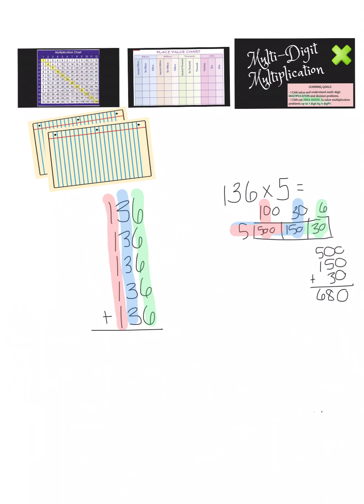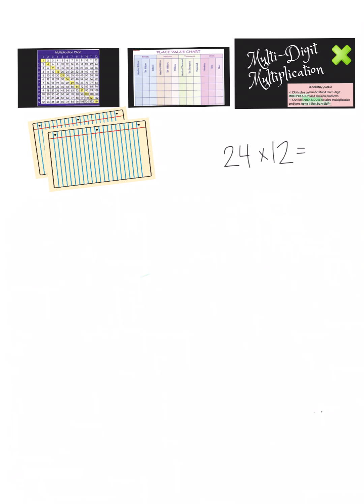If you think you're ready to tackle that, let's try one last challenge problem. In our challenge problem, let's try 24 times 12. Again, our process is exactly the same. I'm going to be building an array that will take up 24 by 12, and I'm going to be finding the area inside.